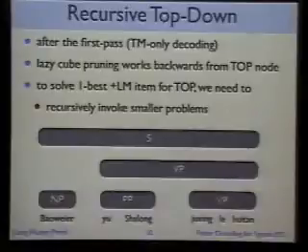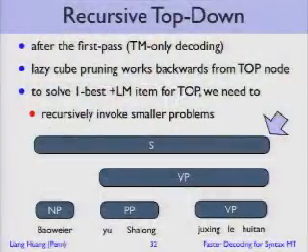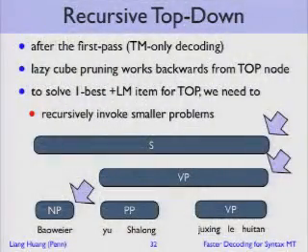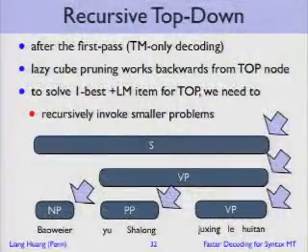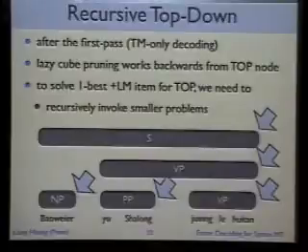To solve this top node, the one-best LM item for the top node, you recursively say, okay, what's your best LM item? And this guy has to invoke subproblems. So what's your one best and what's your one best? And this guy also calls subproblems, what's your one best and what's your one best? And after these little guys get their respective one bests, then you combine them to figure out the one best for these nodes. So this is the general picture, recursively top-down and backwards, for the second pass.